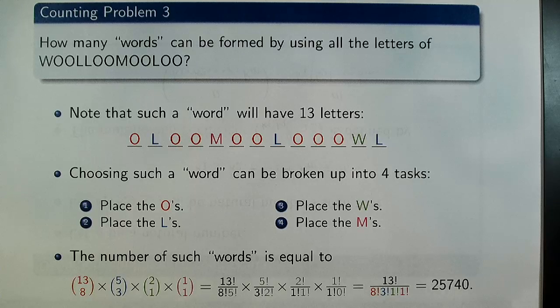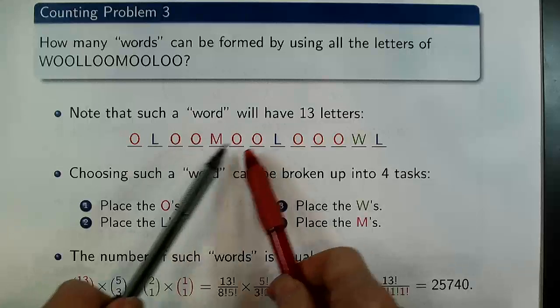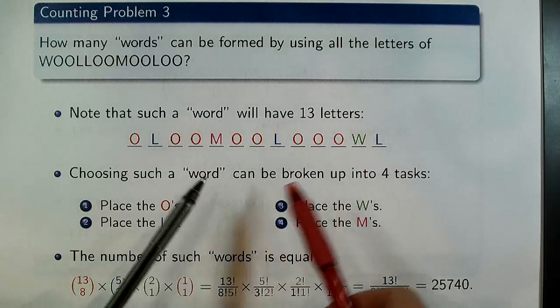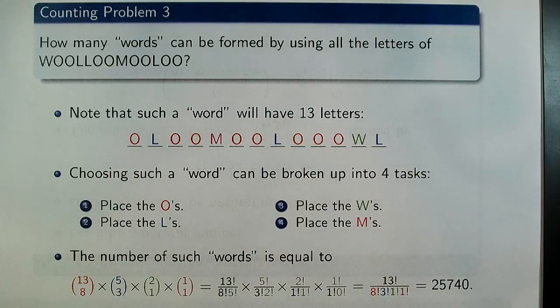How many words can be formed using all the letters of Woolloomooloo? It's not 13 factorial because there are lots of repeats. Again, this is done with pretty colours because James is great. So you can see if I swapped the O's with each other or swapped a couple of L's, it's the same thing. So we're going to get a lot less than 13 factorial, many less.